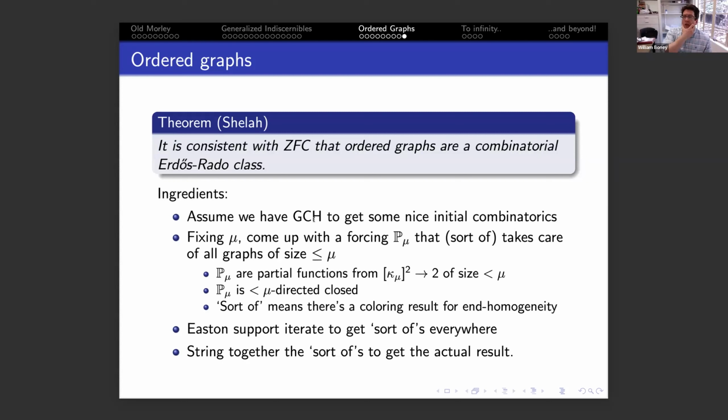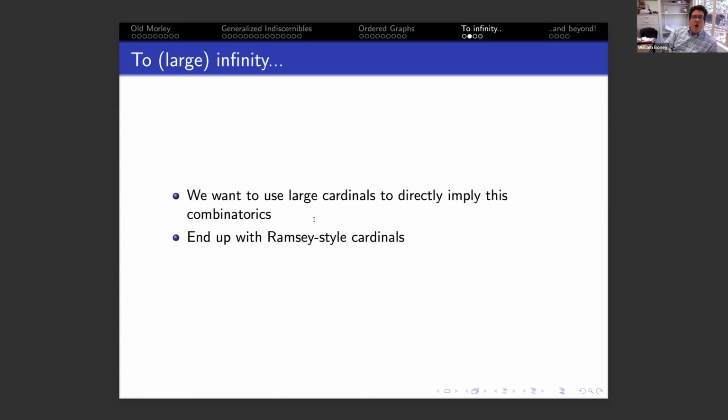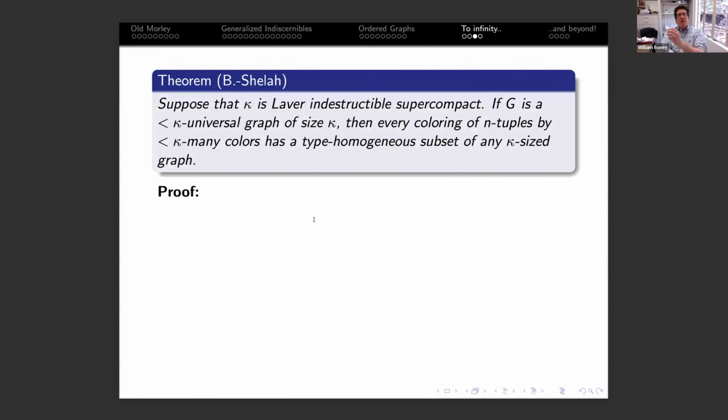Okay, and so now we're going to take a look at this result and see how it interacts with some large cardinal stuff and some forcing. So looking at large cardinals, what we want to use is large cardinals to get rid of the necessity of forcing here. I don't know how much this counts as cheating. I don't normally use Laver indestructibles, but if you take Laver indestructible supercompacts, this forcing result tells you that you get a Ramsey cardinal style structural partition relation for ordered graphs.